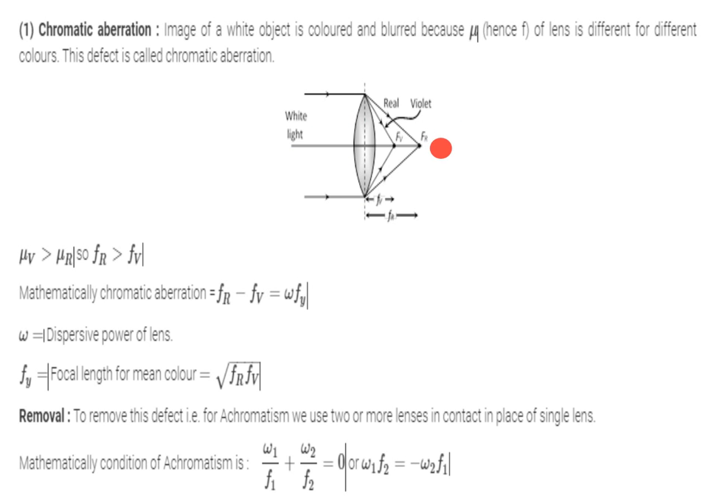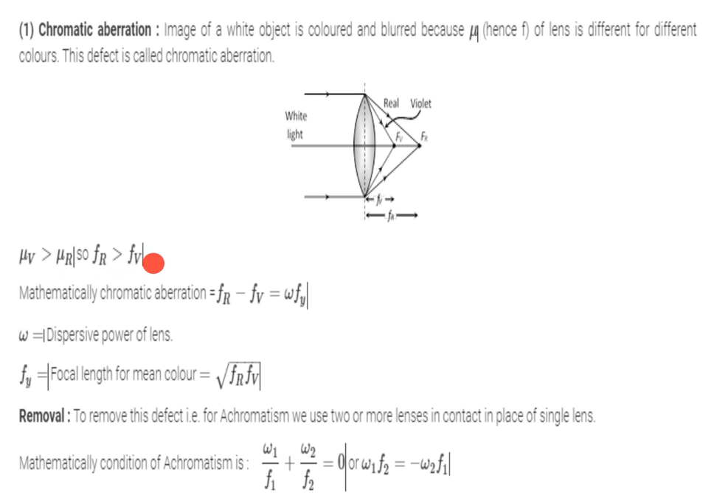So this is Fr, the focal point of red color, and this is Fv, the focal point of violet color. In this case, mu V, the refractive index for violet color, is greater than the refractive index of red color. Also, the focal length of red color is greater than the focal length of violet color.